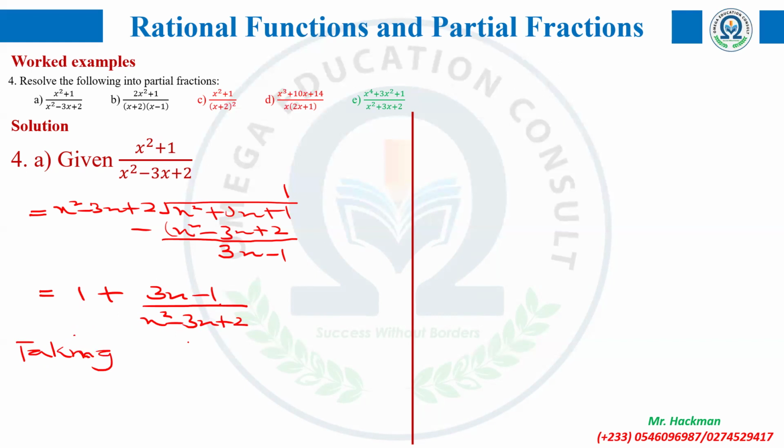And which one are you taking? You are taking the proper side, which is the remainder over the divisor. So 3x minus 1 all over x squared minus 3x plus 2. So we are going to now write the identity of this, then resolve. After getting the resolution of this, we come and add it to the one, and that will give us our overall resolution.